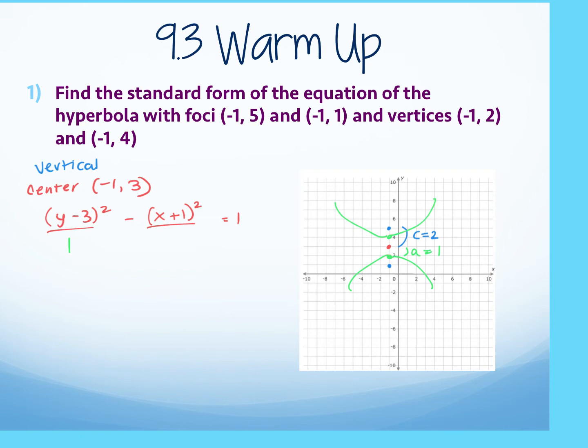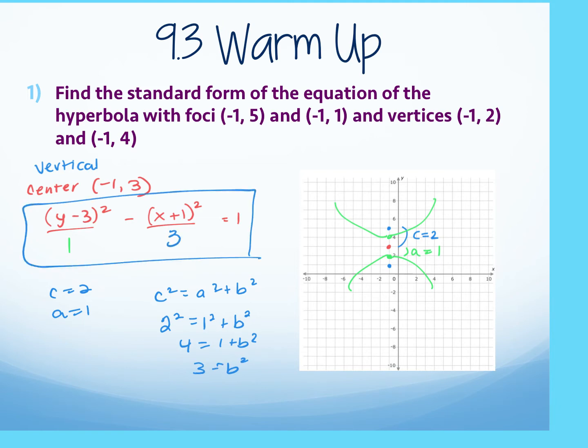But again, if c is 2 and a is 1, I can use c² = a² + b². c² would be 2² = 1² + b². 4 would equal 1 + b². b² would equal 3. And that goes in the denominator of the second fraction, with the x.